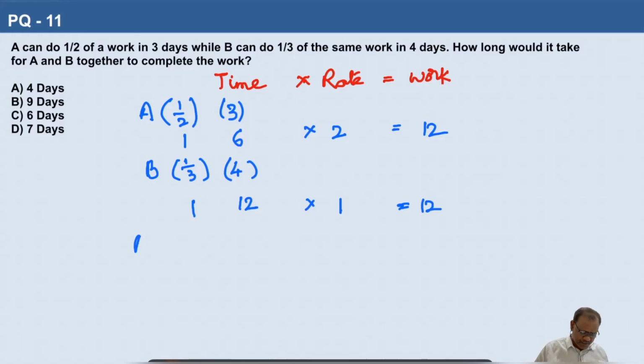So when they are working together, 12 units of work is the total work, and they will do 3 units in 1 day. So 12 units of work at 3 units per day, they will take 12 by 3 days. So that is 4 days. Working together, they will take 4 days to complete the work. Option A is the right answer.